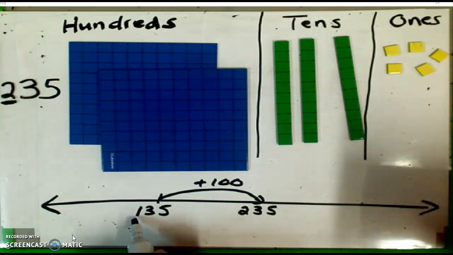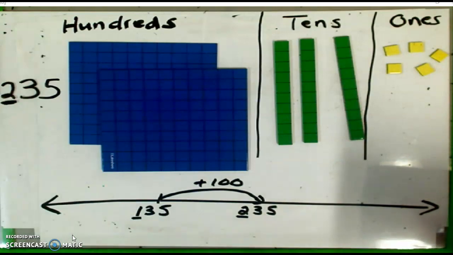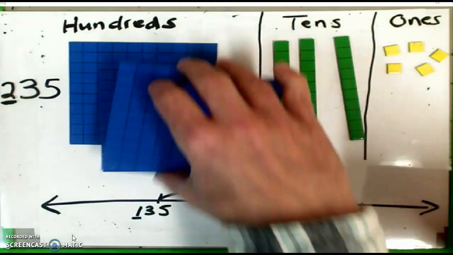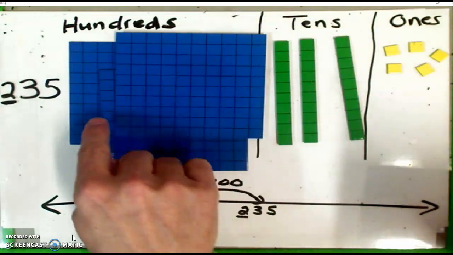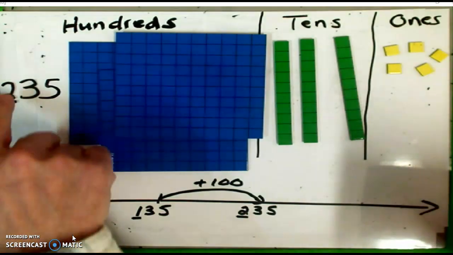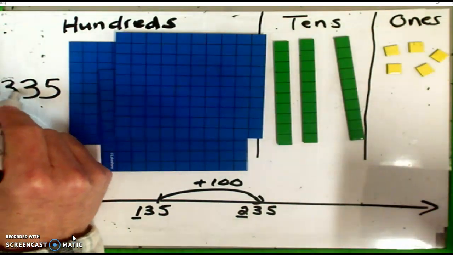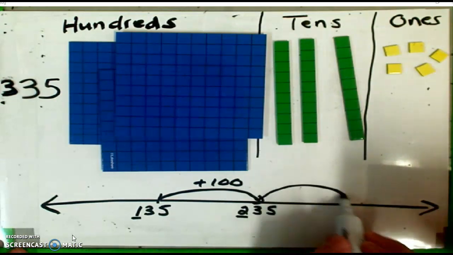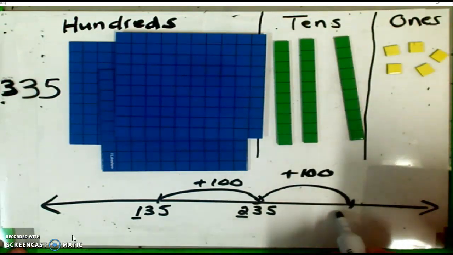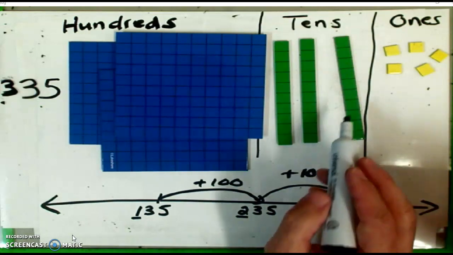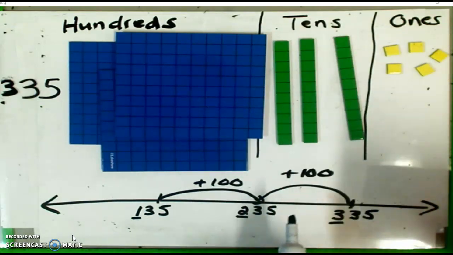You can see that in the hundreds place, it just turned from a 1 to a 2. The tens and ones place stayed the same. So if I add another 100, I know it's a little bit hard to see. I just added another 100. Now I have 335. Again, notice that there's still 3 tens and 5 ones. The only thing that changed was the hundreds place. It went up by 1 because we added 100.